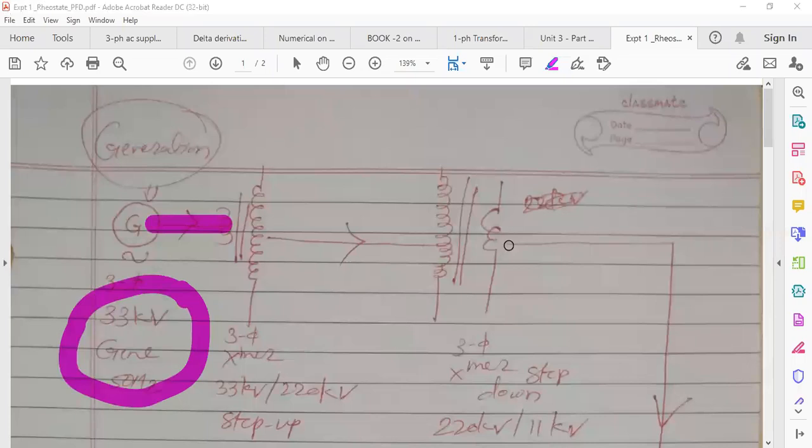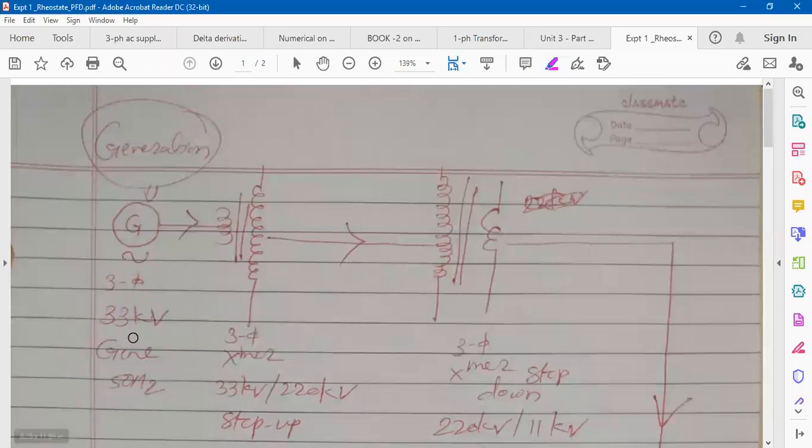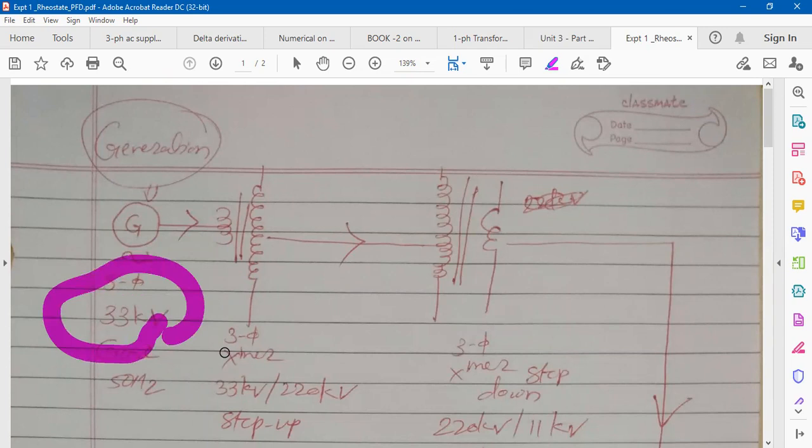So if you are transmitting electricity at this voltage, whatever the transmission losses take place, I square R, that one you can minimize. How can you minimize it? This one is 33 kV. Rather than transmitting this electricity over a larger distance at 33 kV, transmit it at more voltage. So what do you have to use? Step up transformer, isn't it?